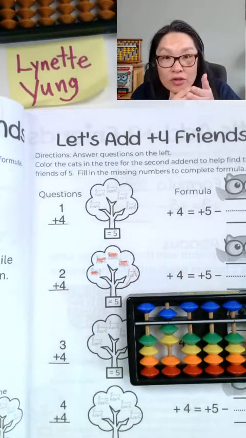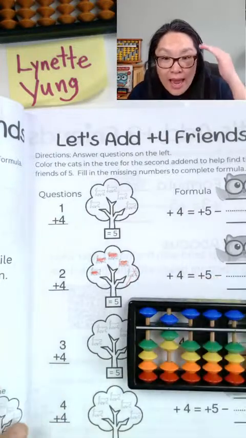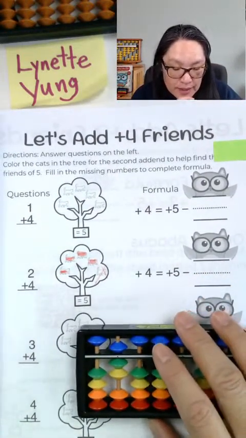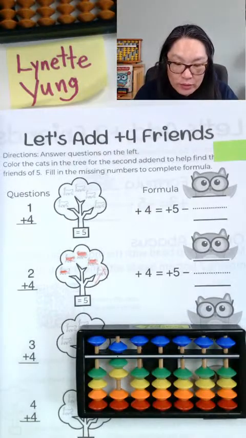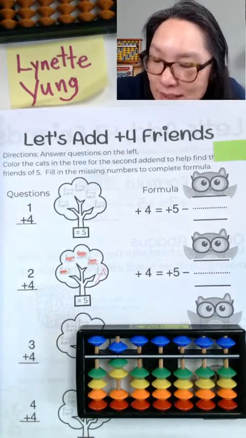You would have them also say it out loud: plus the 4 is equal to plus the 5 minus 1. As you have them say it out loud, they will start to remember. It would take time. I'm not saying it's going to be right away. It took my kid the longest time. He had such a hard time.